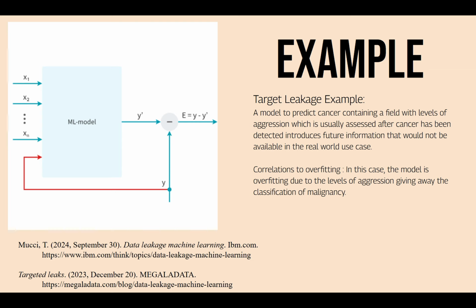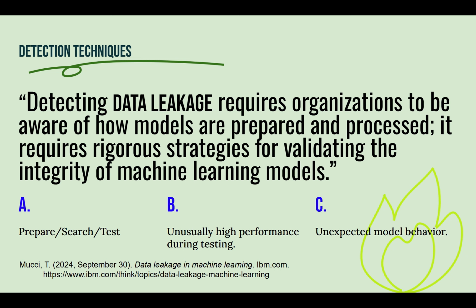Okay, so, detection techniques. According to IBM, detecting data leakage requires organizations to be aware of how models are prepared and processed. It requires rigorous strategies for validating the integrity of machine learning models. So one of our detection techniques is the prepare, search, test. And this refers to the proper procedures to handle the machine learning pipeline.